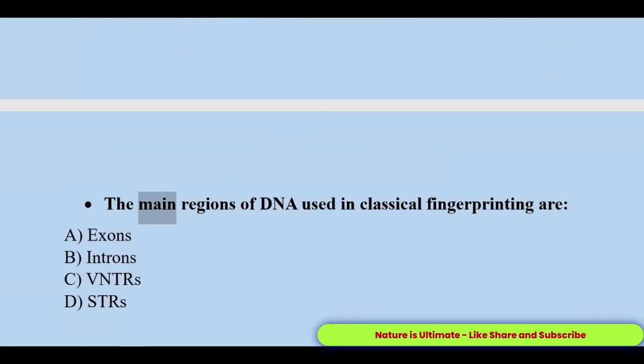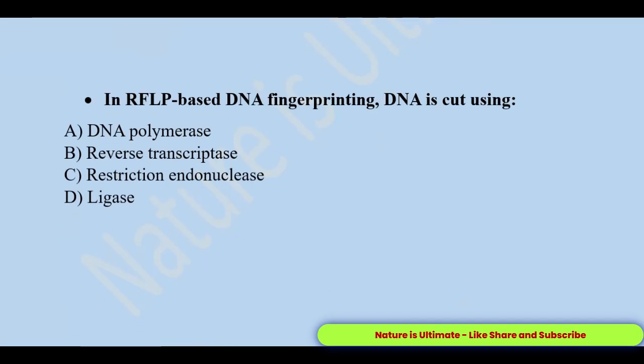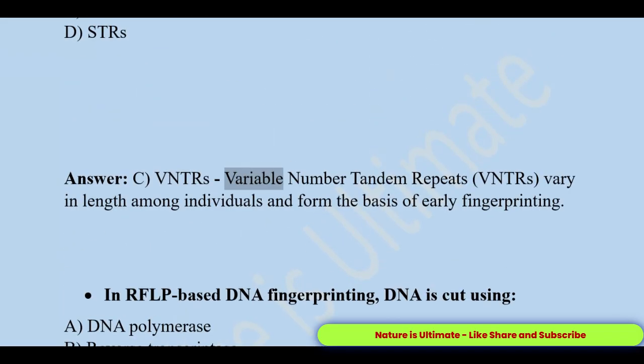The main regions of DNA used in classical fingerprinting are A. Exons, B. Introns, C. VNTRs, D. STRs. Answer: C. VNTRs. Variable number tandem repeats, VNTRs, vary in length among individuals and form the basis of early fingerprinting.